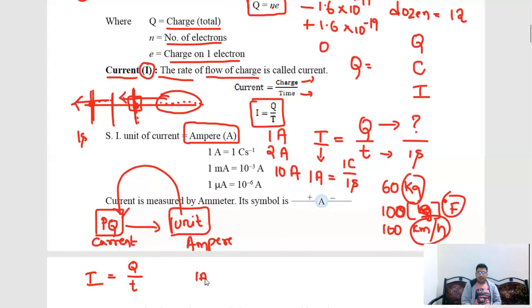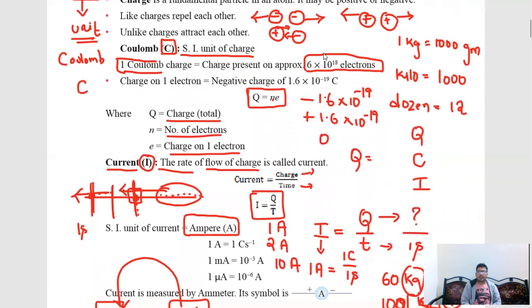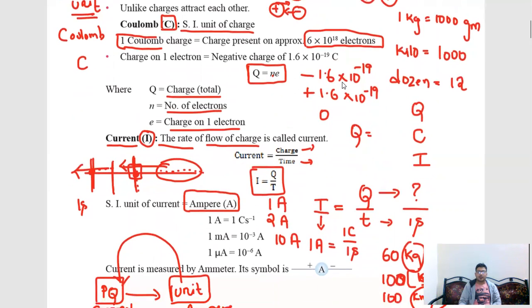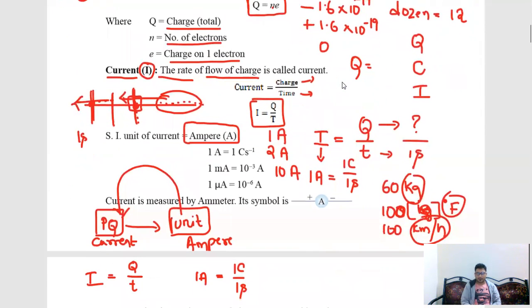Current, 1 ampere, is equal to 1 coulomb per 1 second. So from this, what can you guess? If they ask you what is meant by 1 ampere, you can say 1 coulomb of charge flowing in a conductor in 1 second. Just in 1 second of time, 1 coulomb means how much? Here you can see 6 into 10 to the power of 18 electrons. If it is flowing in 1 second, you can say it is 1 ampere of current.